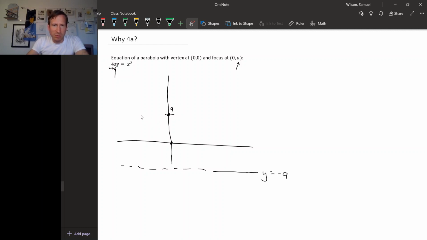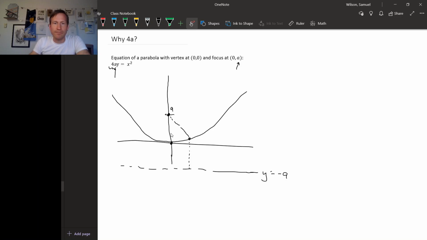Okay, and the parabola is going to look something like this, I guess. It's a little hard to know exactly how wide to make the parabola. We don't, as humans, have great intuition for how wide that should be. Okay, so remember, the defining property of a parabola is that if you pick any point on this parabola, the distance from that point to the focus is the same as the distance from that point down to the directrix.